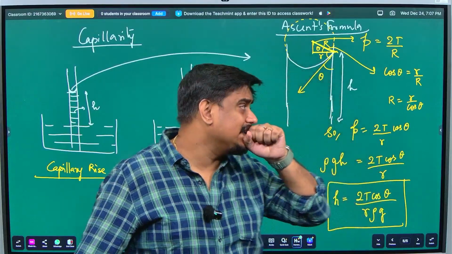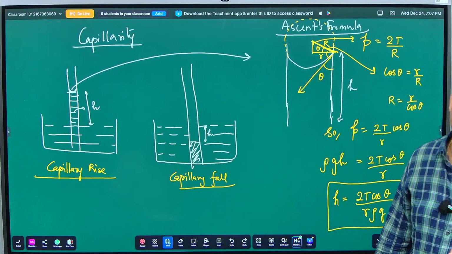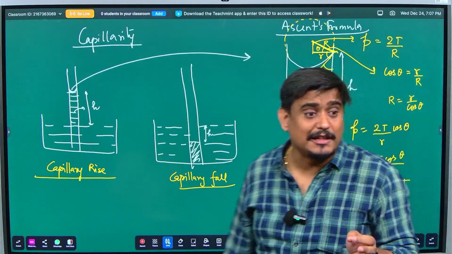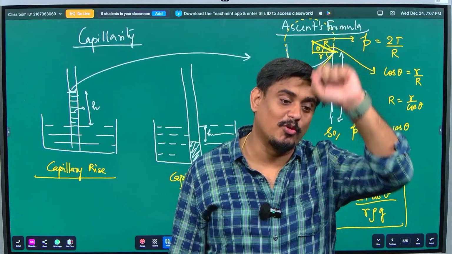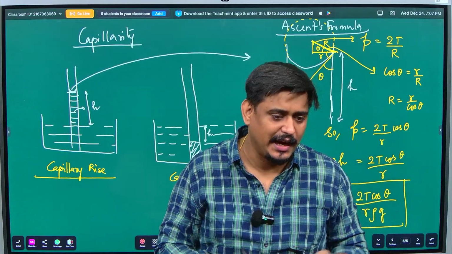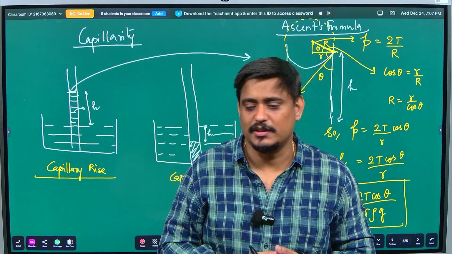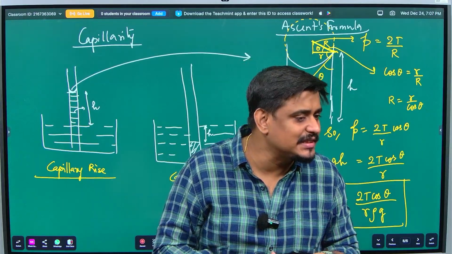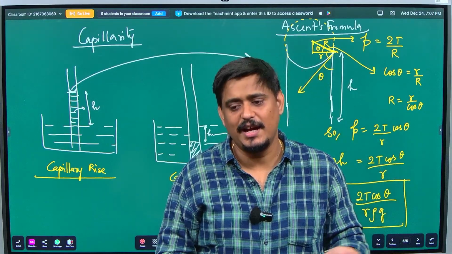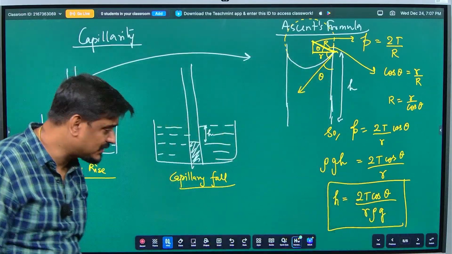Understood? Second thing is it also depends upon density. So liquids which have lesser density will rise taller. Suppose you have honey and water, which will have more capillary rise? Obviously water. Because water has lesser density, it will have more height. And more density will have less height. Got it? Copy this up fast.